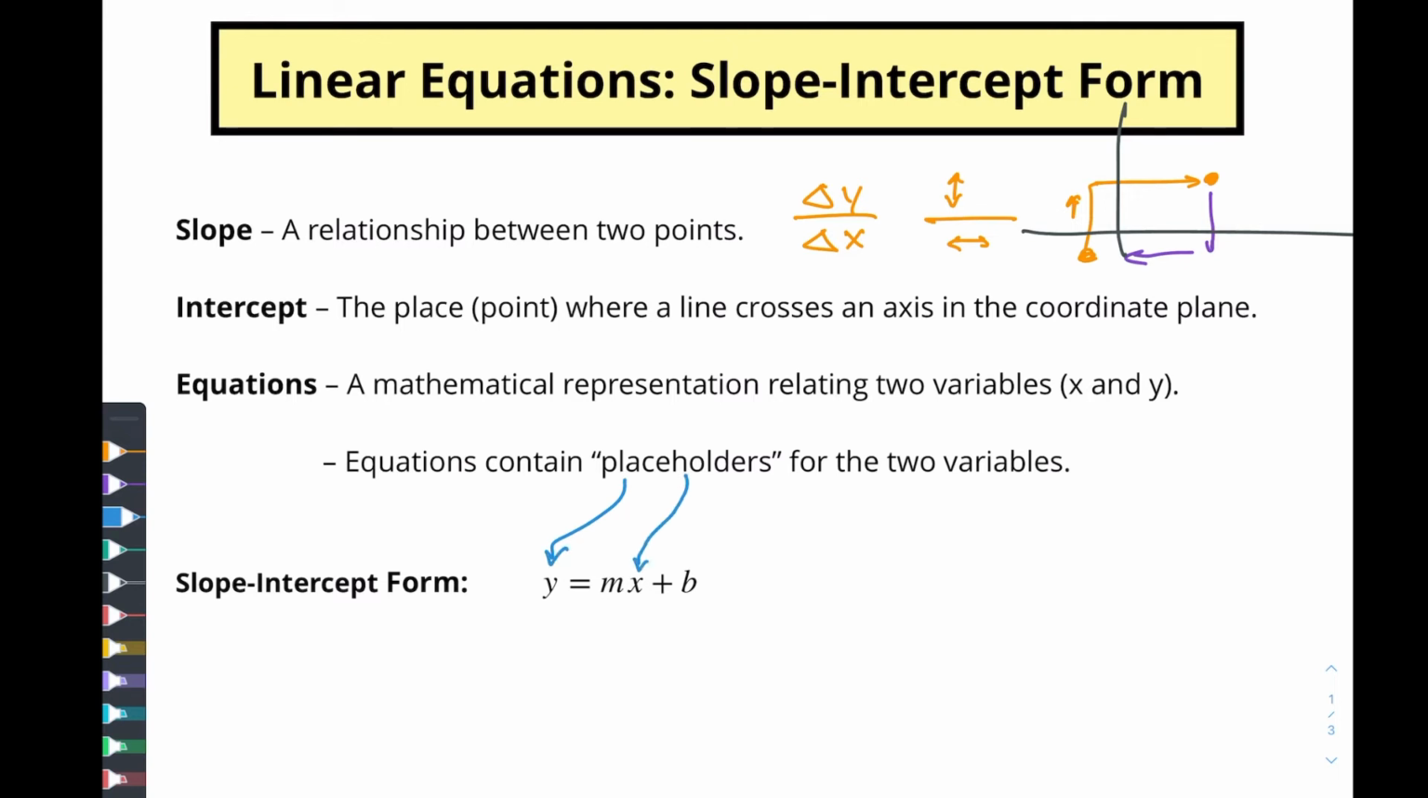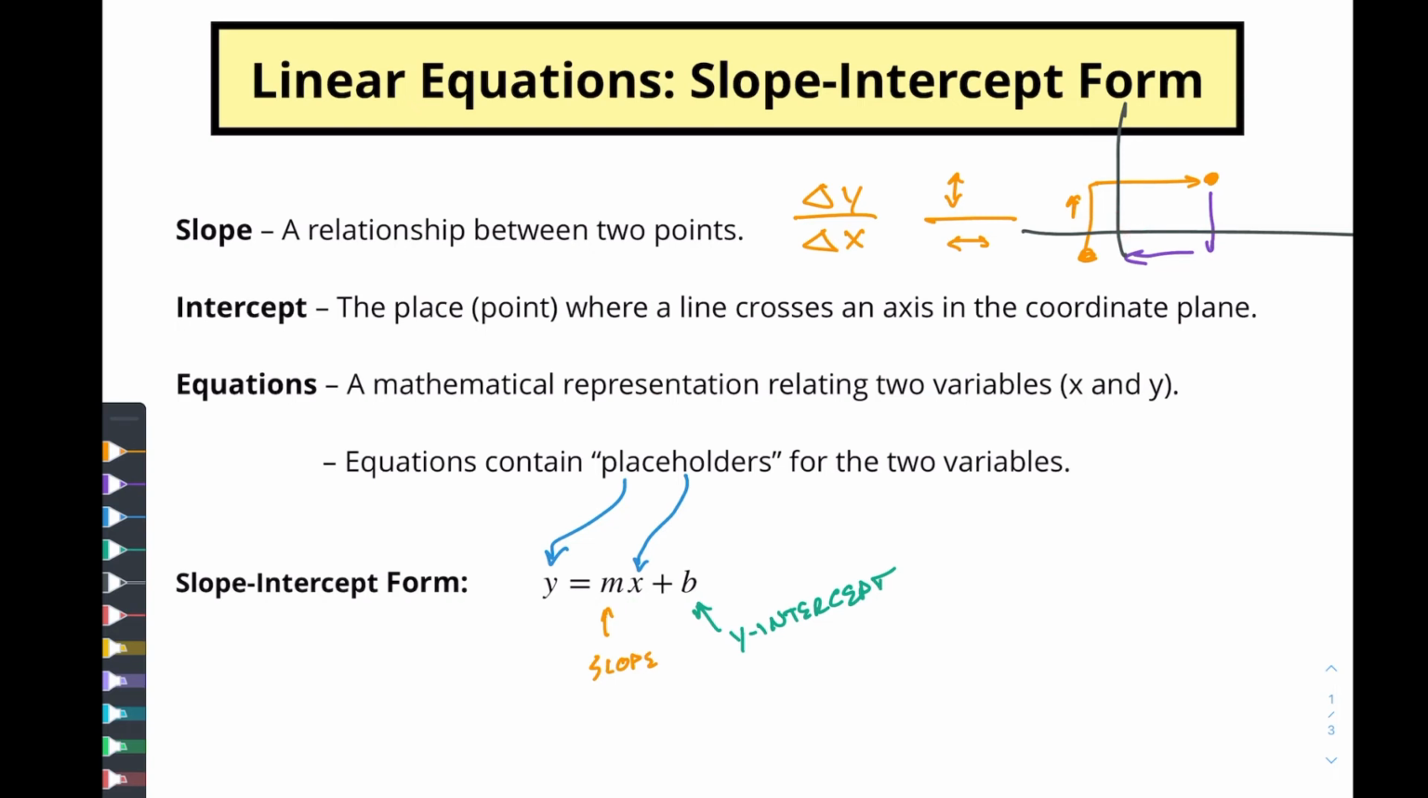This m is our slope, and the b is the y-intercept. It's not the x-intercept, it's always the y-intercept. So you have to be careful if you're given points that you know that it's where it's crossing the y and not necessarily where it's crossing the x.